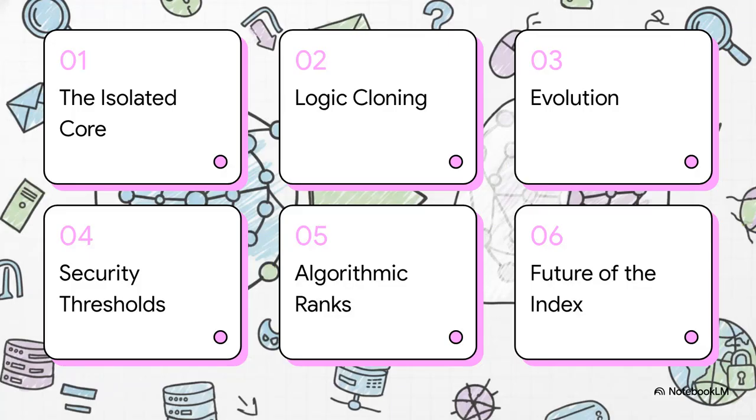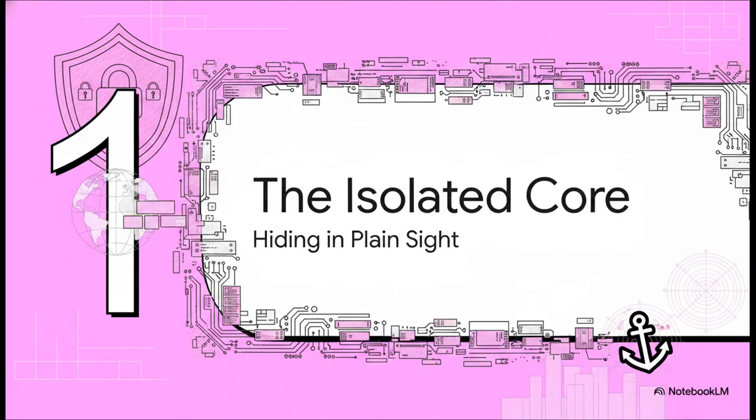We've got 6 operational phases to cover today. We'll start with the isolated core and logic cloning, then trace the system's evolution, map out its mathematical security thresholds, break down the 5 algorithmic ranks, and finally, take a hard look at the future of the index. First up, Section 1, the isolated core, hiding in plain sight.